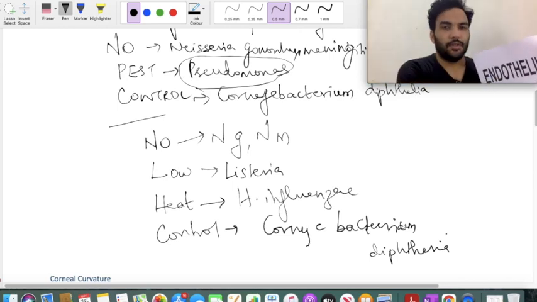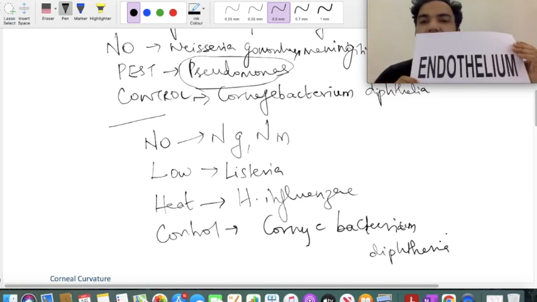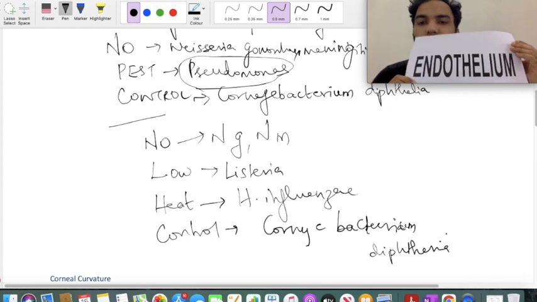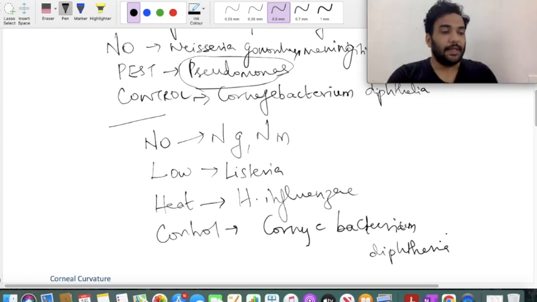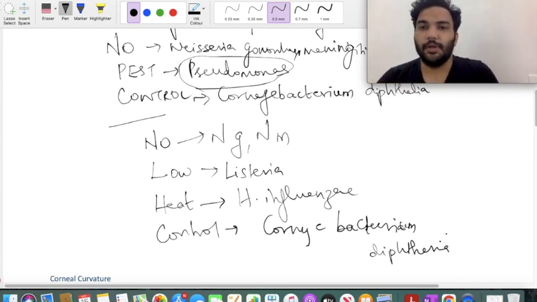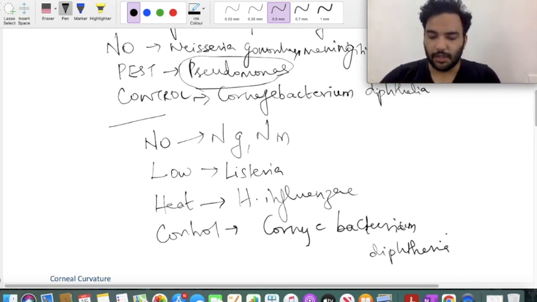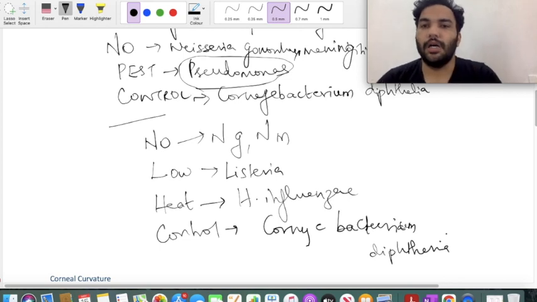The last but not the least is the endothelium. Endothelium has a few important points. It is an active pump which helps in pumping all the water outside the cornea. So that is its function, and it should not be less than 500 cells per cubic mm. So if it's less than 500, then you will get corneal edema.